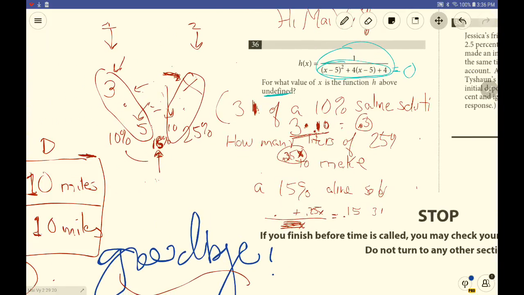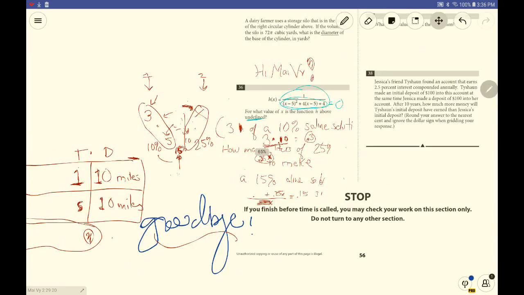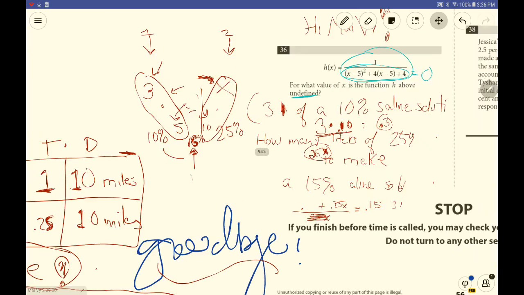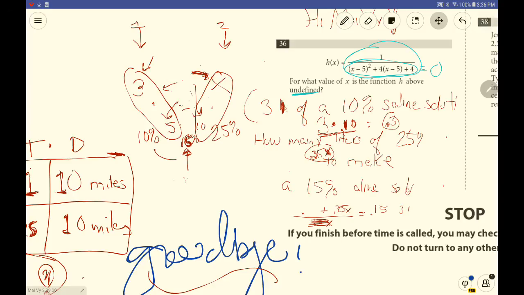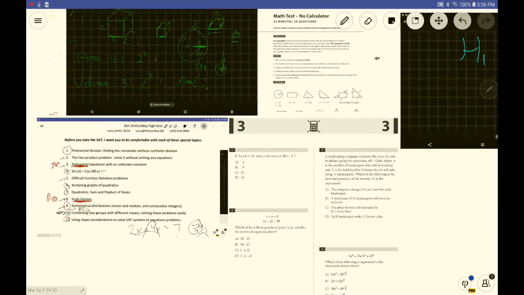And then I see here that I worked out some other problems for you. A rate time distance problem, and also combining two groups. If that no longer makes sense to you, make sure you ask me about them so we can do a couple more examples and lock it into your brain. Let's see what else we have here. Oh, we've gone on to more things.